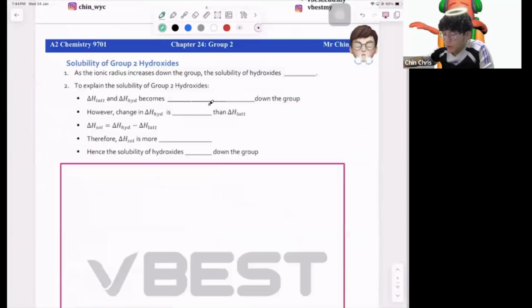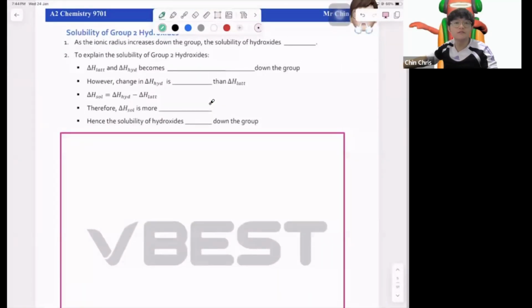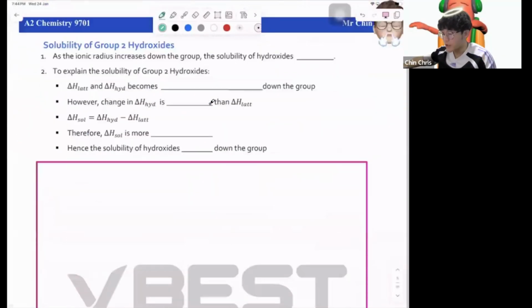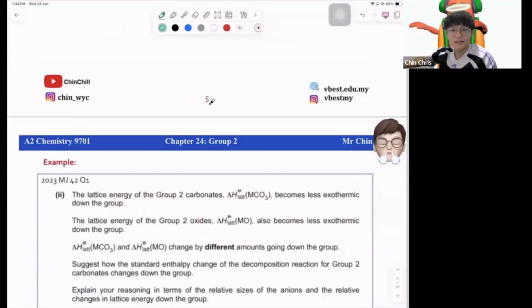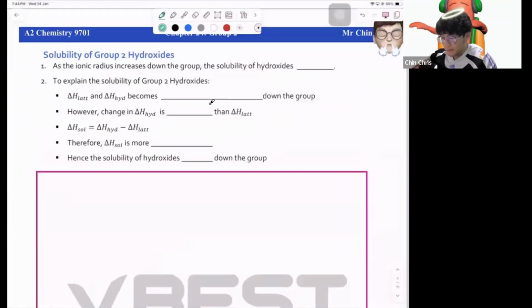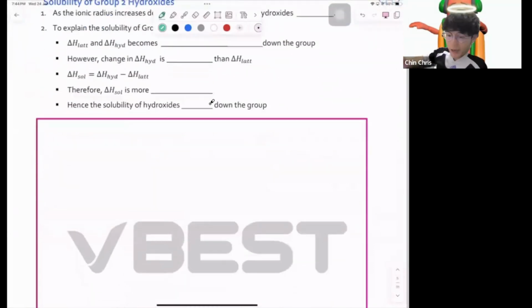All right, guys, now I want you to look at the last part. We have solubility of group 2 hydroxide. Guys, this is the last part already. Group 2 is pretty short. For group 2, we just have 3 pages of notes, and that's it, done. So guys, let's look at the first one. For group 2 hydroxide.